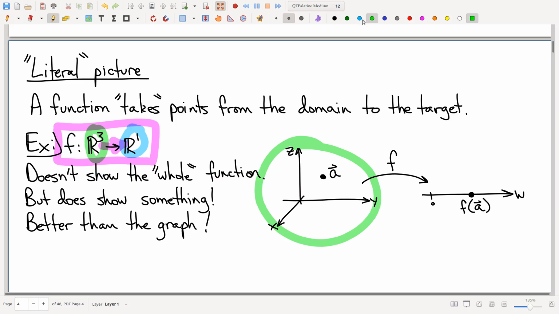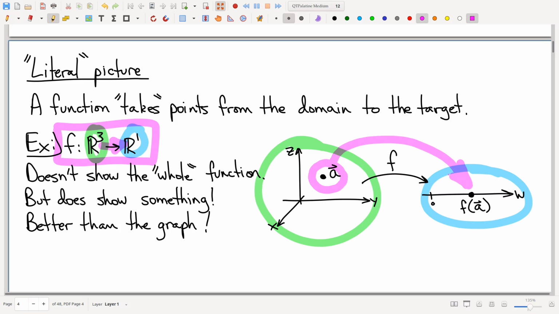And let's see, the target is R1. Okay, there you go. There's a picture after a fashion of R1. And I'm just going to literally try to represent that what my function does is it takes points like that and sends them to points like that. So it's pretty literal. That's what functions do. They take points out of a domain and put images into a target.